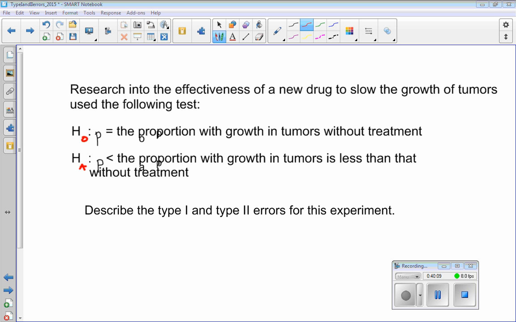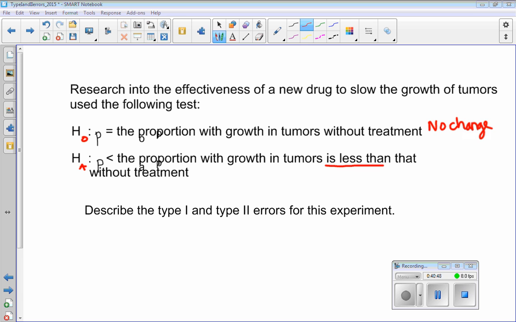Okay. So the null hypothesis says that the proportion, okay. I'm not even sure what that's supposed to say. Let's look at the alternative. The proportion with growth in tumors is less than that without a treatment. So less than, okay? The proportion doesn't change. There's no change, okay? So I'll just write no change in the drug. The drug does not affect the growth, okay? And this one is that the growth shrinks with the drug. We good with what I'm saying in terms of the context?